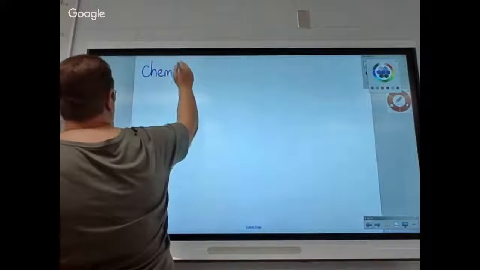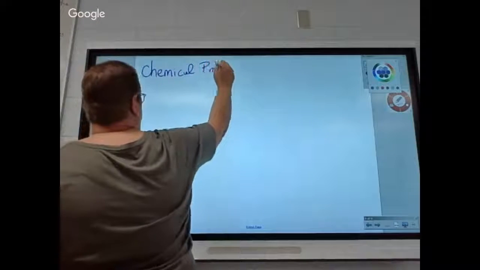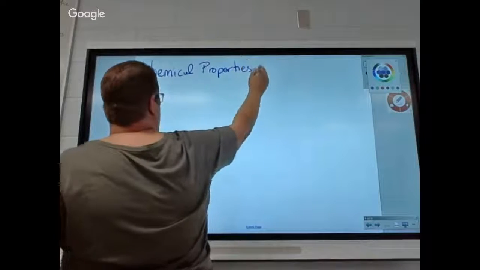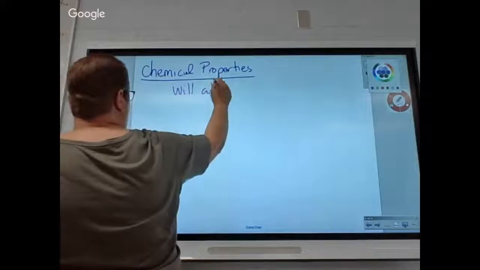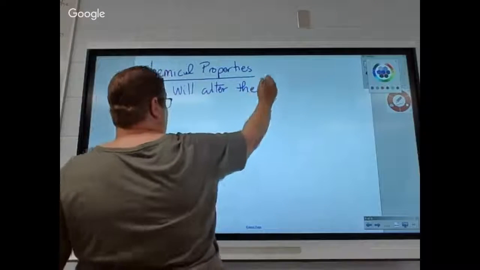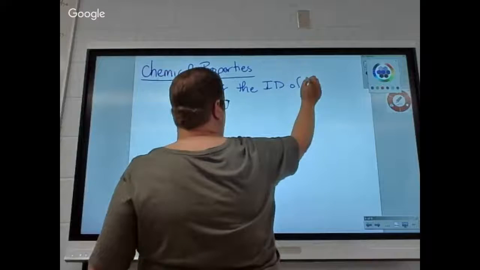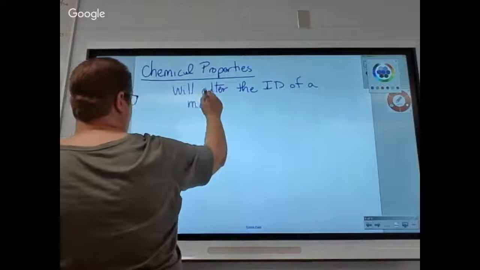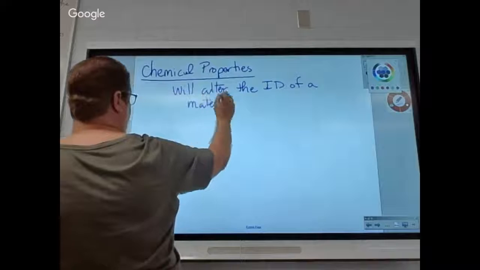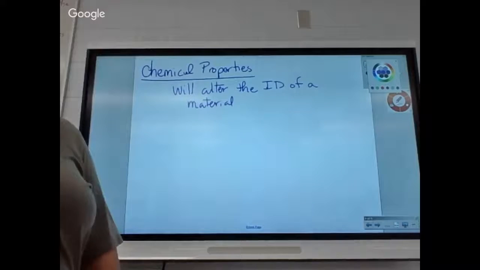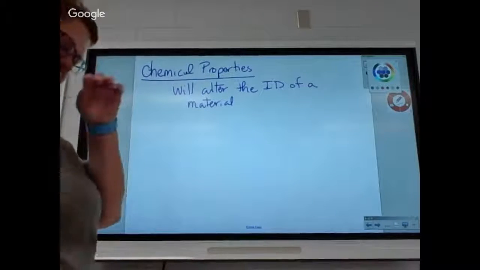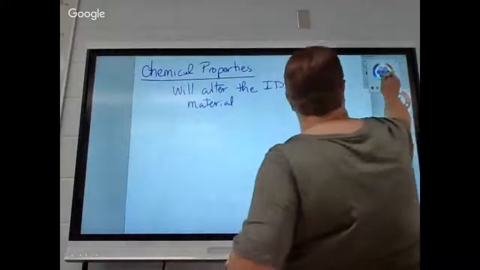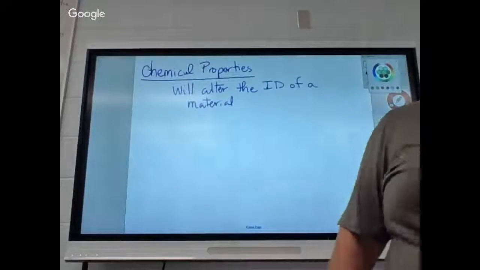All right, chemical properties. Chemical properties will alter the identity of a material. Now, we're not going to make a very long list of these, mainly because y'all just don't know a whole lot at this point. Some of y'all will know more than others. We're going to list a couple that are very common that you can relate to.